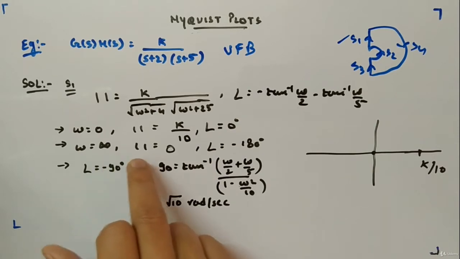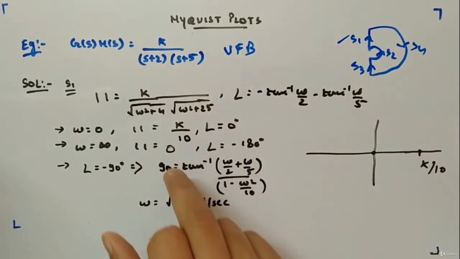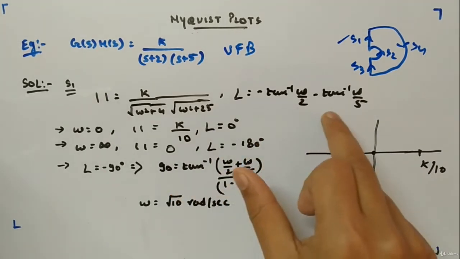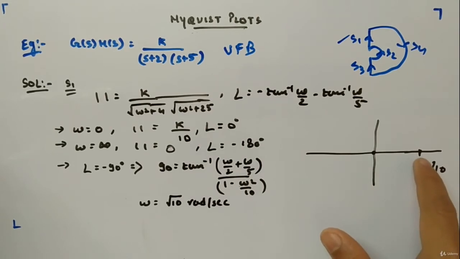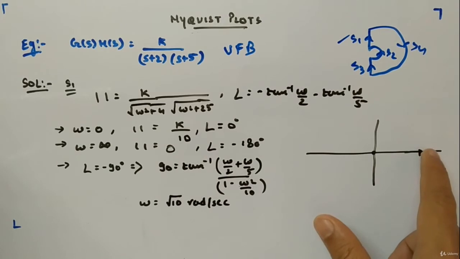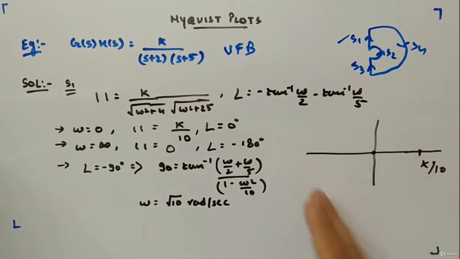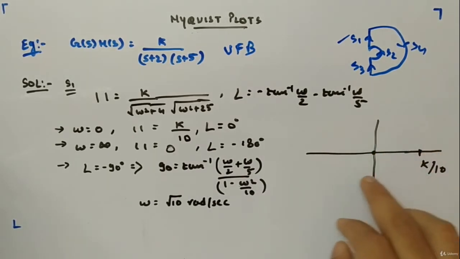At ω = infinity, the magnitude will be 0, and the angle will be −90, −90, that is −180 degrees. It means it will start from here with magnitude K/10 at 0 degrees, and it will finish at −180 degrees with magnitude 0. So either it will come like this or it will come like this.